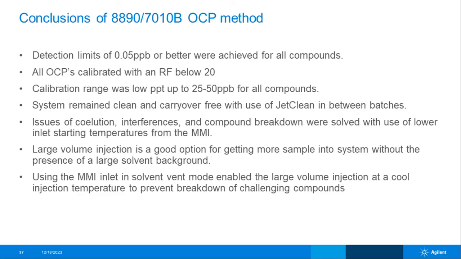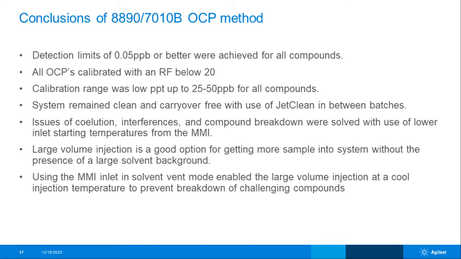As you can see for the conclusions of this method, all the organochlorine pesticides calibrated with an average RF below 20. Calibration ranges were in the low ppt ranges. Again, we were able to see down to 5 ppt for most compounds and calibrate all the way up to 50 ppb, showing the linear range of the instrument.